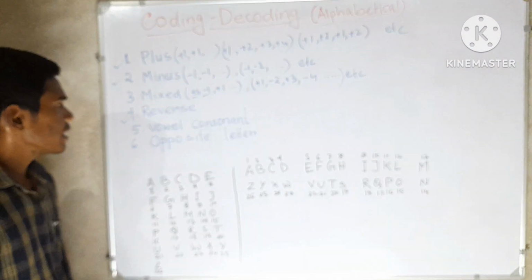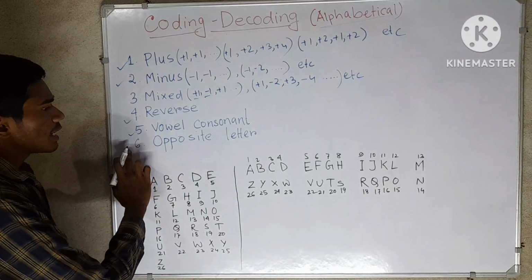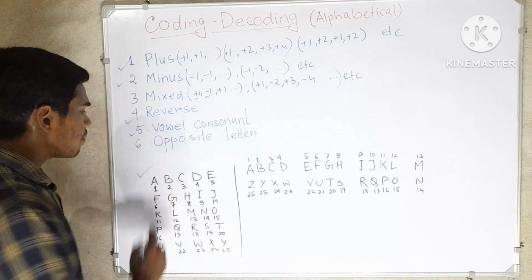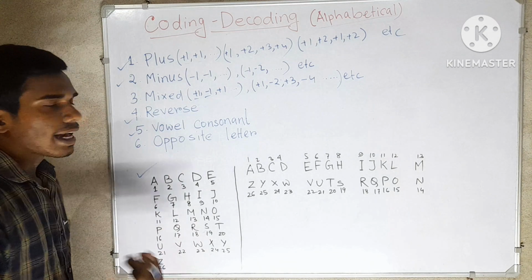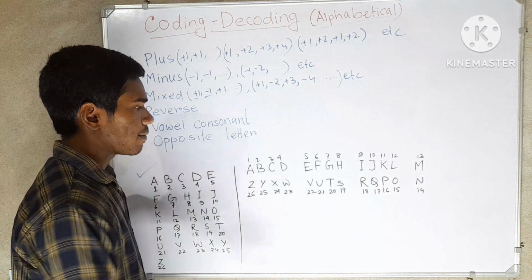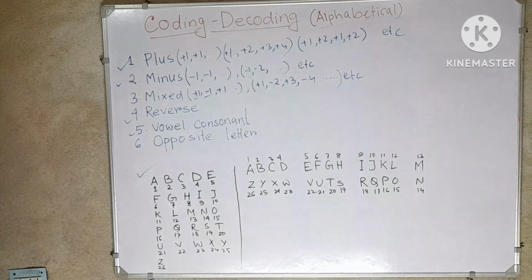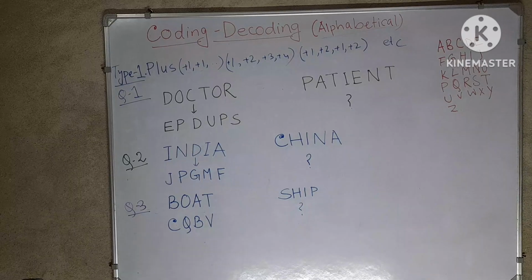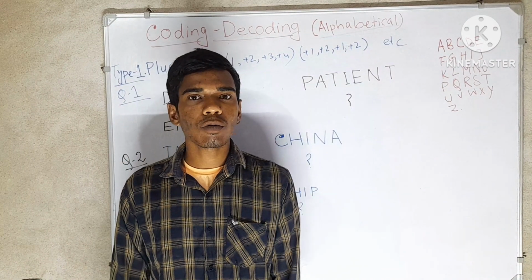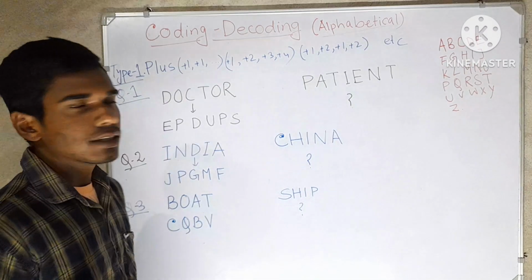Reverse coding and decoding, vowel consonant dependent coding and decoding, and opposite letter coding and decoding. You have to know the numerical value of different letters of the alphabet and the opposite letters of the English alphabet. You can see here. The first type of coding is when +1 is added to each of the alphabet.